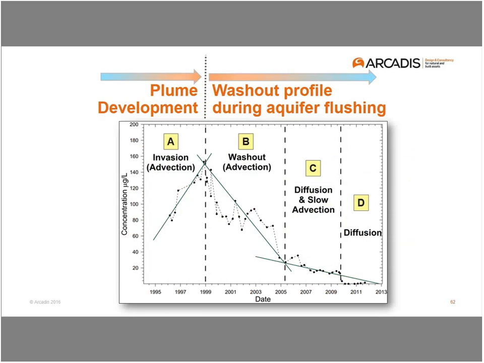In panel A, we see this invasion of contamination. Over this random 5-year period, we see a rise in contaminant concentration as a function of advection. What's also happening is that the influent concentration is establishing an equilibrium amongst those three compartments, the immobile, the mobile, and the storage. In panel B, we see the washout, which is also an advective process, in which the influent contamination has been shut off.